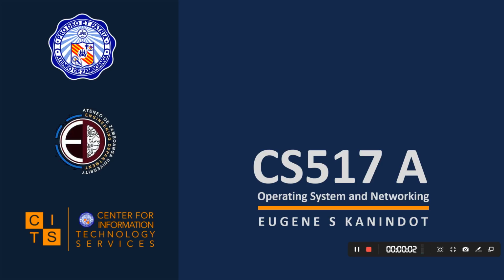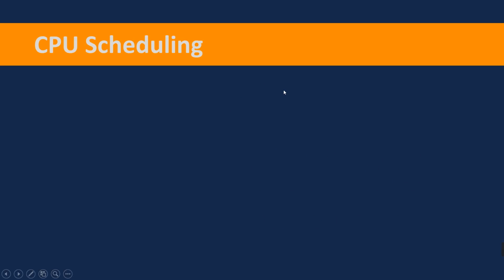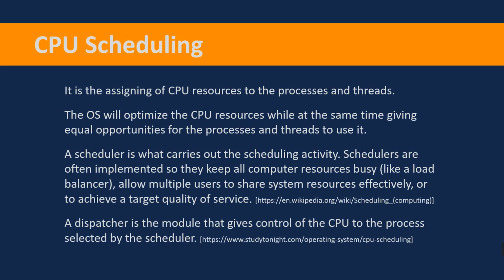This is cs517A. For this video lecture, I'm going to talk about CPU scheduling. CPU scheduling is the assigning of CPU resources to the processes and threads. The OS will optimize the CPU resources while at the same time giving equal opportunities for the processes and threads to use it. A scheduler is what carries out the scheduling activity.